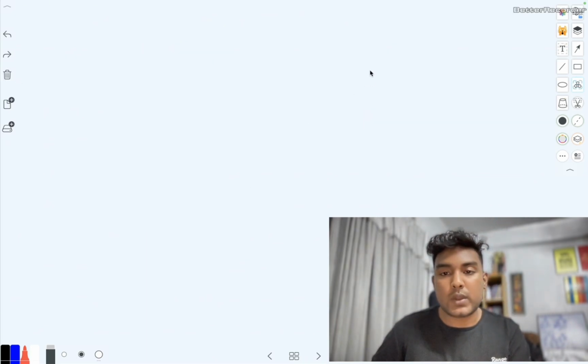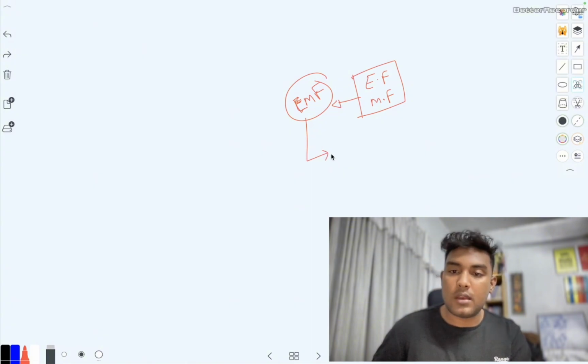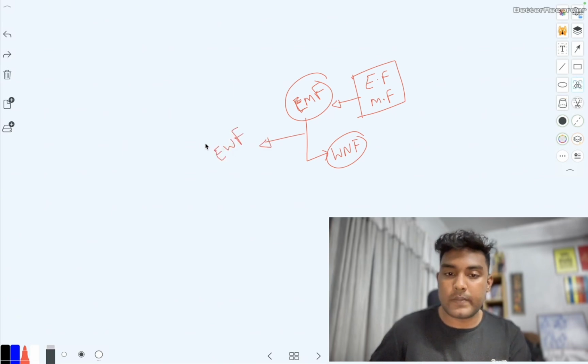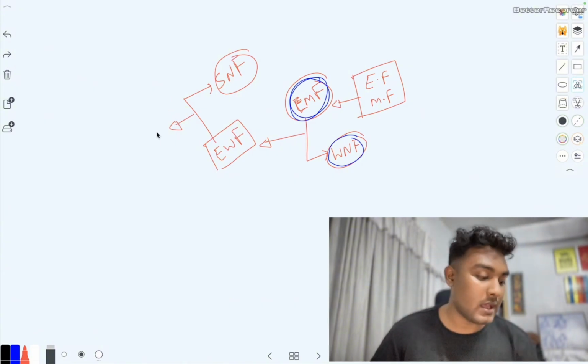First of all, Maxwell combined the electric force with the magnetic force and he got the electromagnetic force. Then Salam and Weinberg combined the electromagnetic force with the weak nuclear force and they got the electroweak force. So if we combine the electroweak force with the strong nuclear force, we are going to get the grand unified theory.